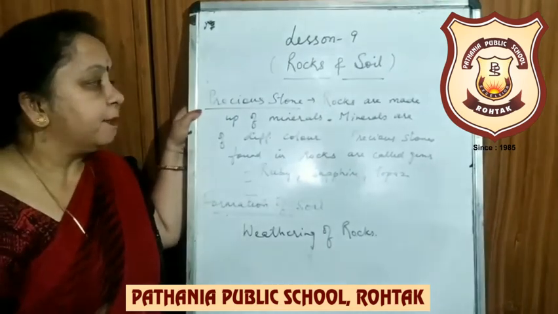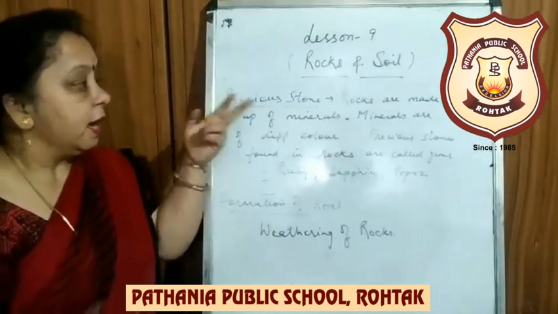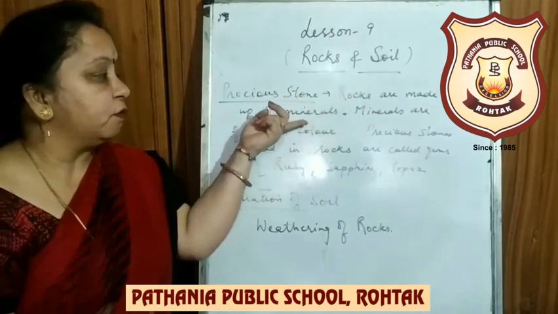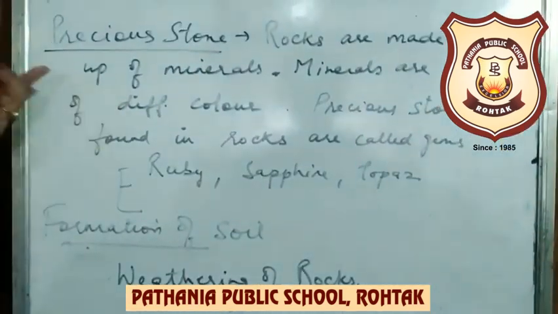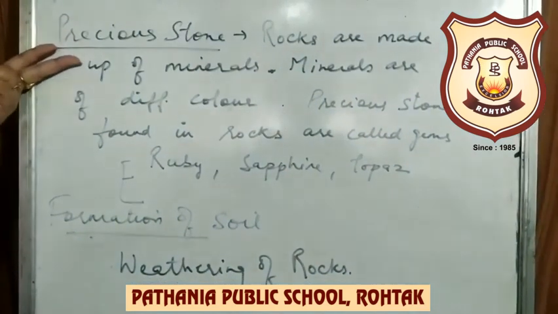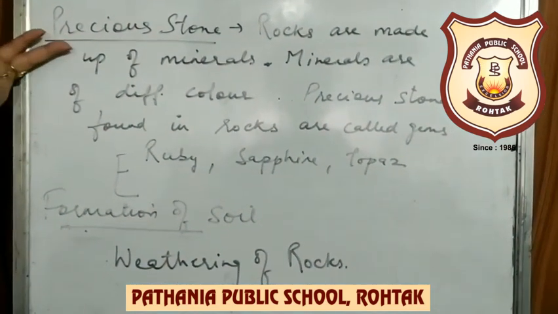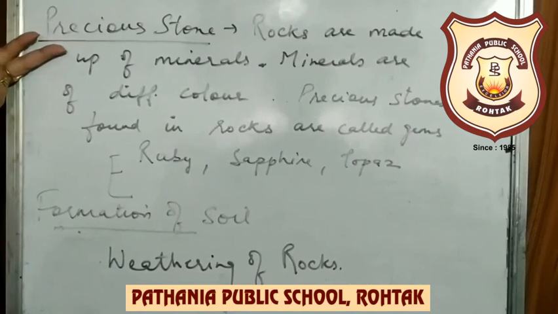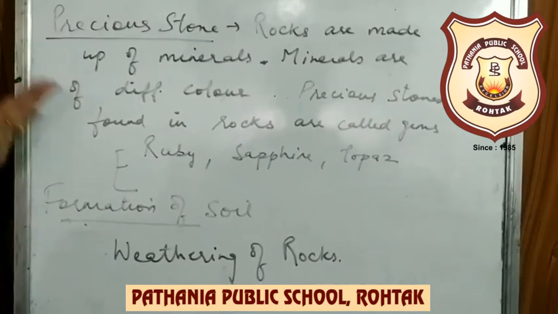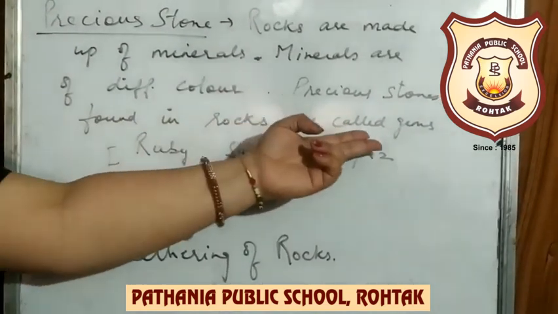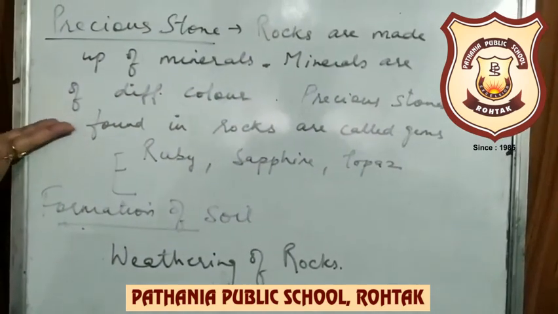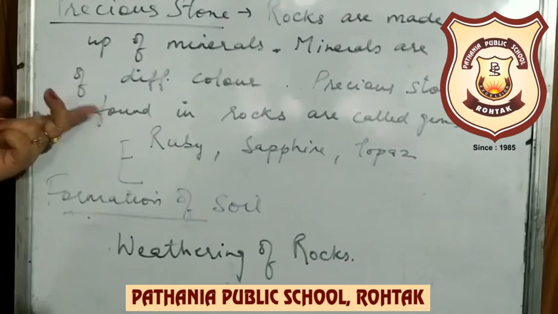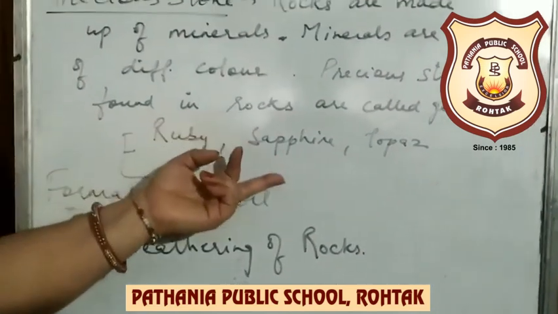Second topic, beta, is precious stones. Okay, as you know, beta, rocks are made up of minerals and minerals are of different colors. So precious stones are very rare and valuable stones found in the rocks, and they are often used in jewelry. These are also called gems. They can be cleaned, cut and polished to give a shine. Examples, beta, are ruby, sapphire, topaz.